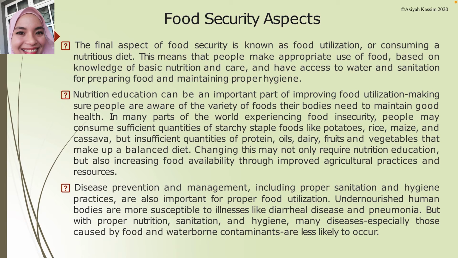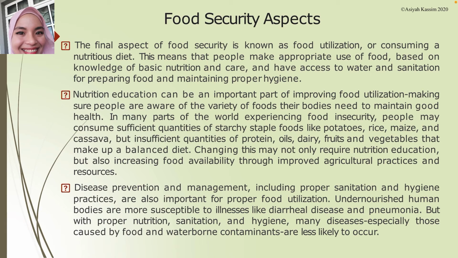So, in many parts of the world experiencing food insecurity, people may consume sufficient quantities of staple food like potato, like rice, maize, and also cassava, but insufficient quantities of proteins, oils, dairy, fruits, and also vegetables that can make up a balanced diet. Betul, dekat Malaysia kita memang suka makan nasi. Betul tak? Tapi makan nasi lebih daripada keperluan badan kita. Kita kurang protein, kurangnya sayur-sayuran. So, kita perlu ada sikap, ambil berat tentang nutrisi pemakanan yang kita ambil seharian.